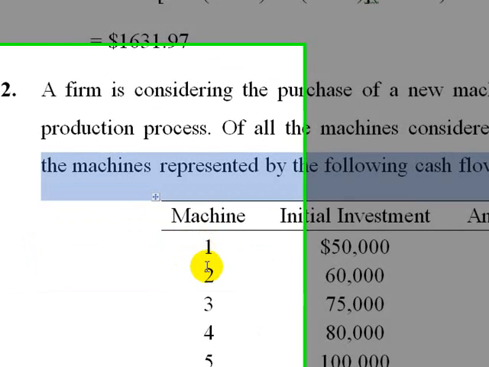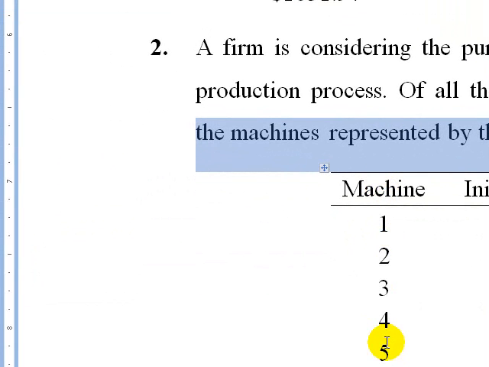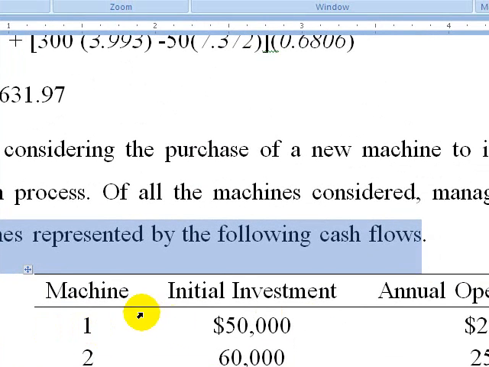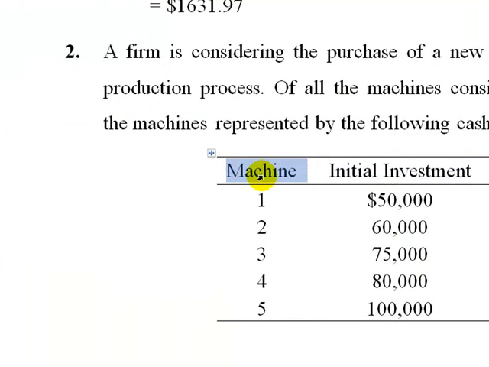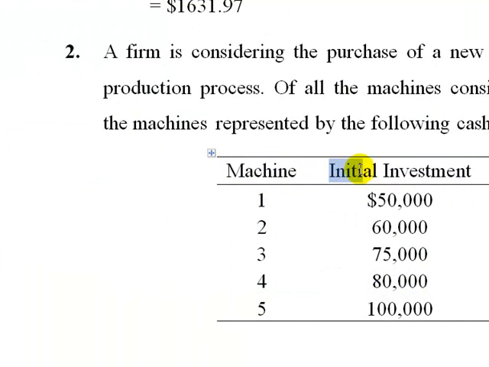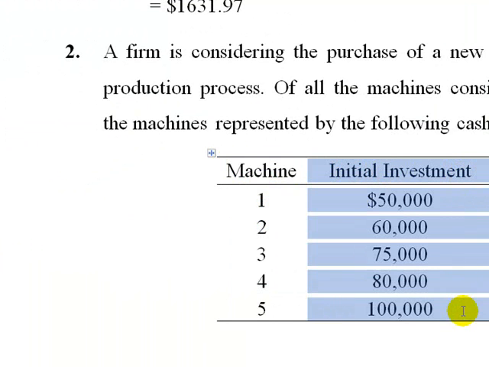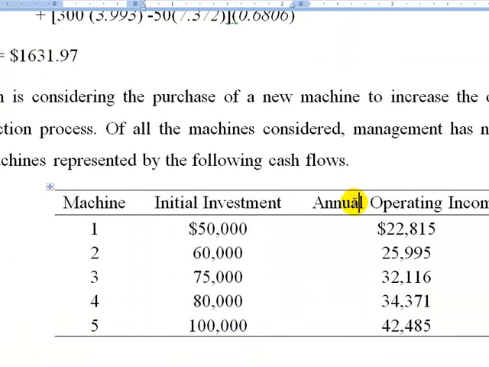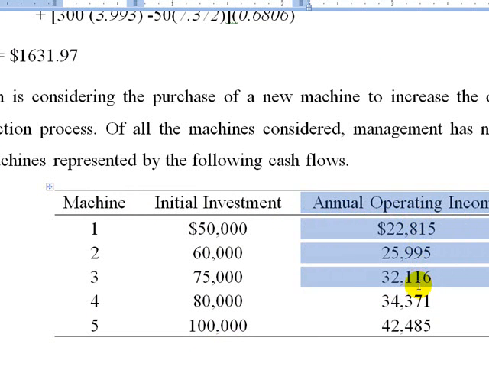There are 5 machines that management has narrowed down to, and each machine has a cash flow involved with it. The first column is the different options, the 5 machines. The second column is the initial investment, the investment in year 0, which is already a P value.